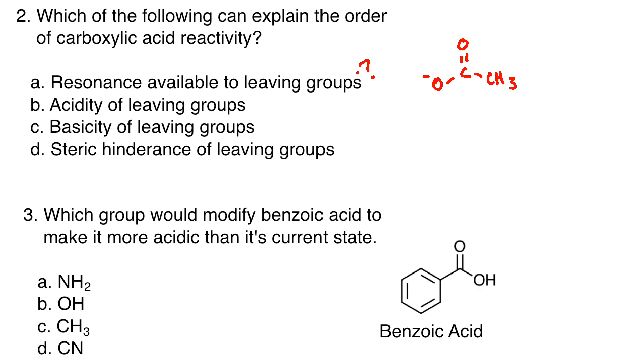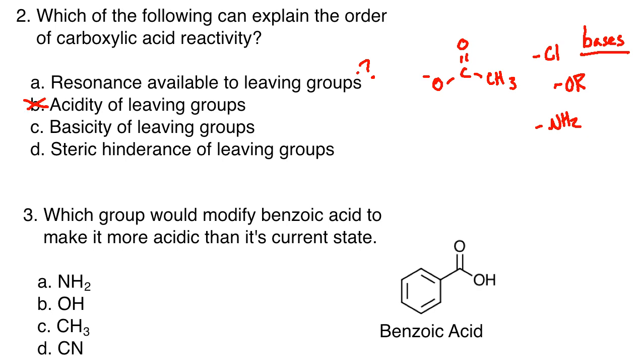B, the acidity of leaving groups. So let's think of the other leaving groups I have. I have Cl minus, I have minus OR, and I have minus NH2, right? Are any of these acidic? Not really. I would classify these as bases and not as acids. So I would cross out B.